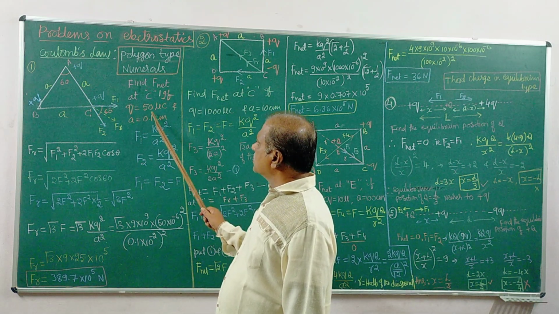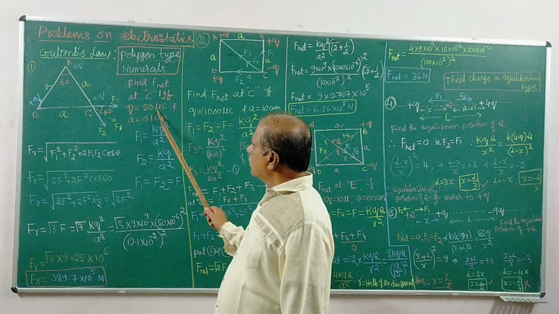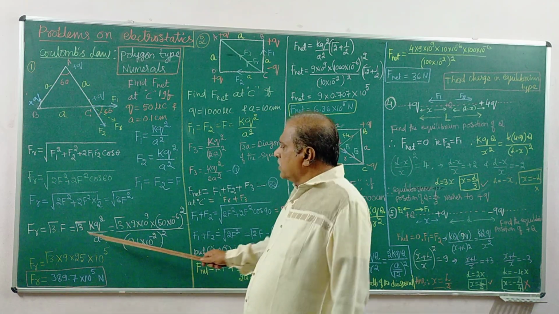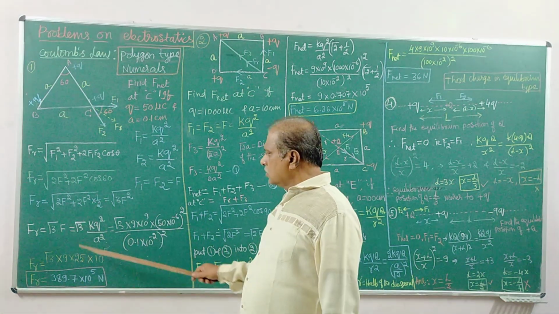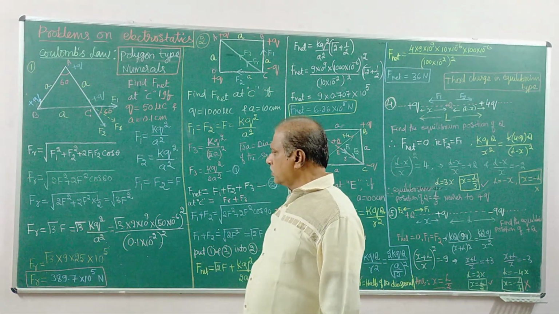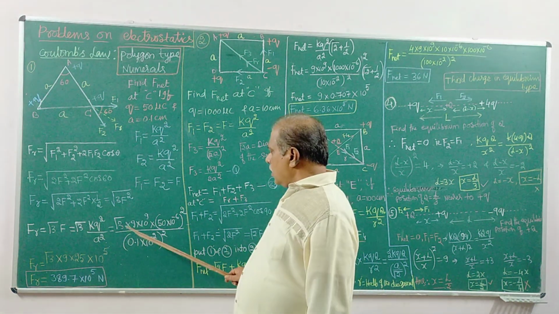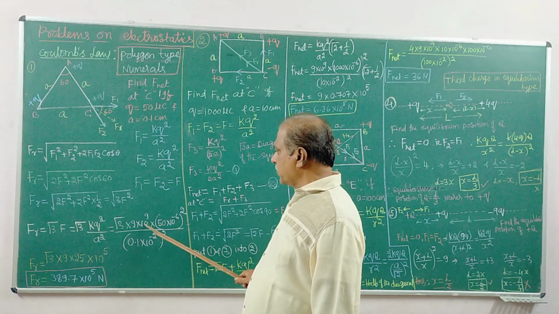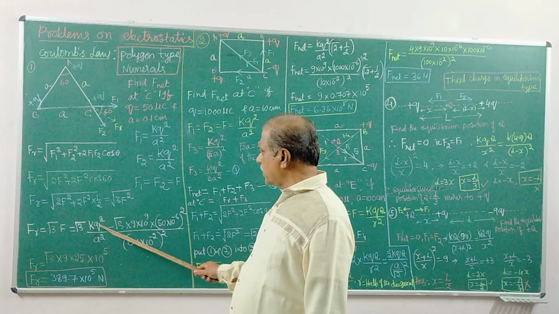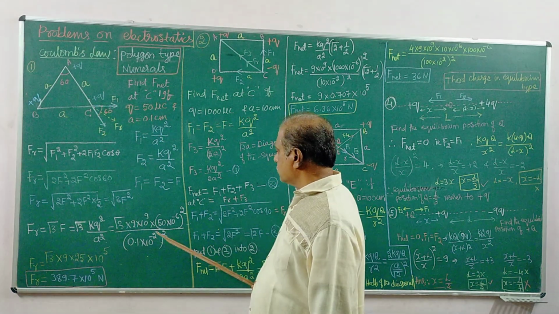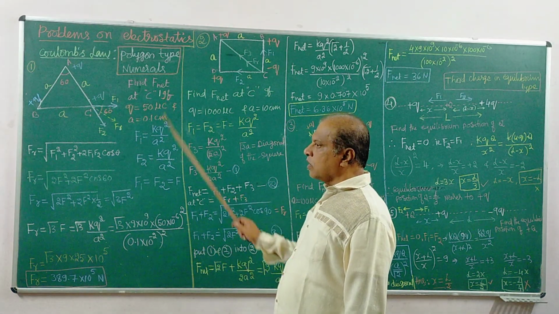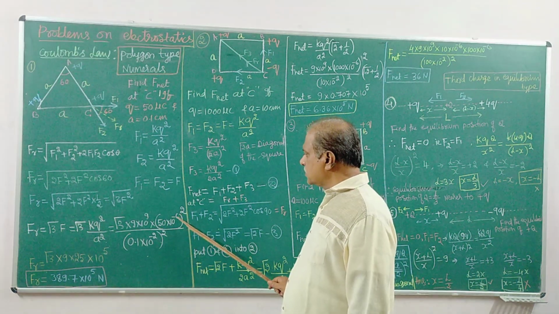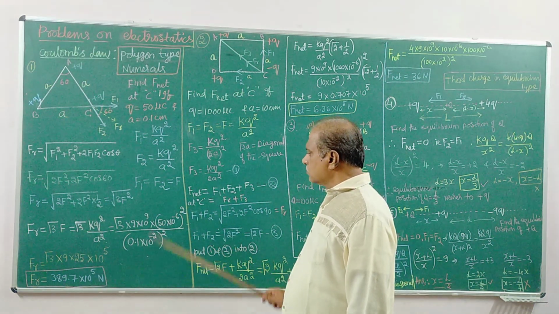So with this set of values, what would be the net force? For that you need to substitute into the equation. So root 3 into k, which must be known to you, 9 into 10 to the power of 9, in SI unit, and q squared. What is q? 50 microcoulomb, so write it in coulomb, the SI unit, 10 to the power of minus 6, whole squared.